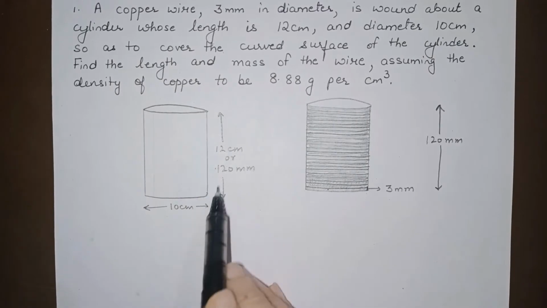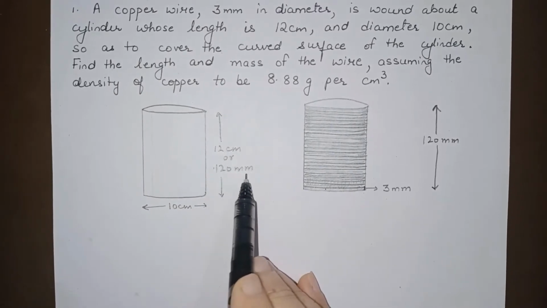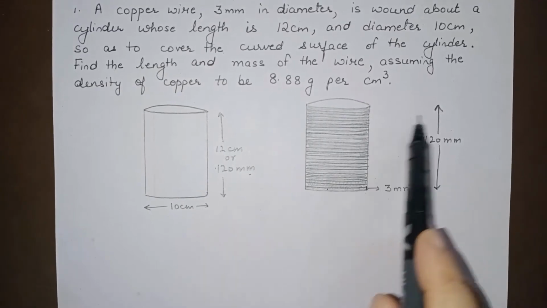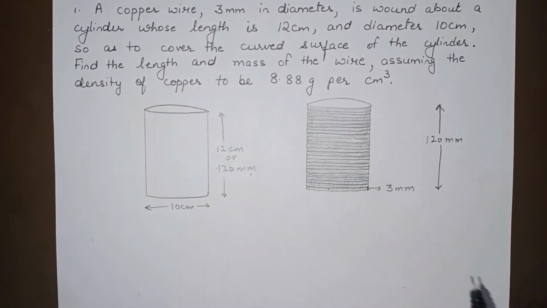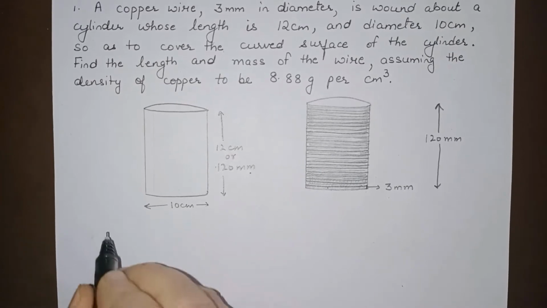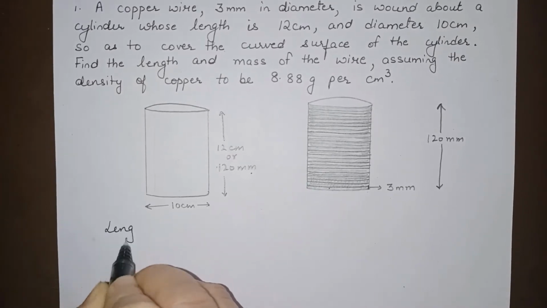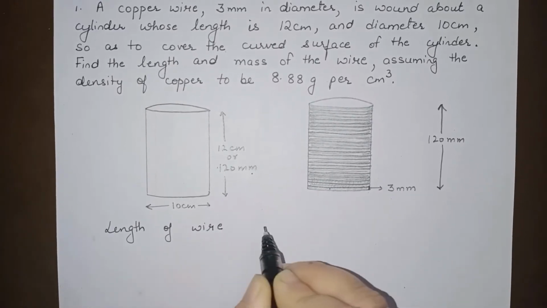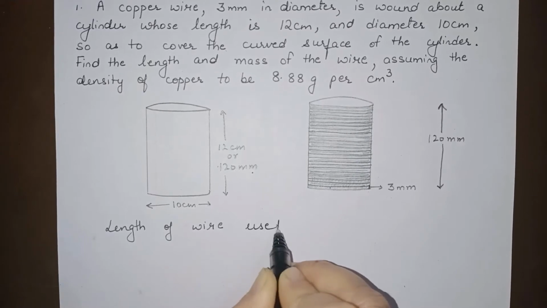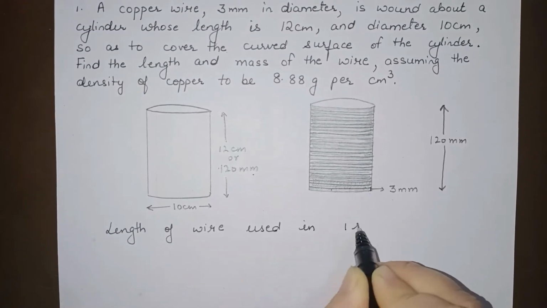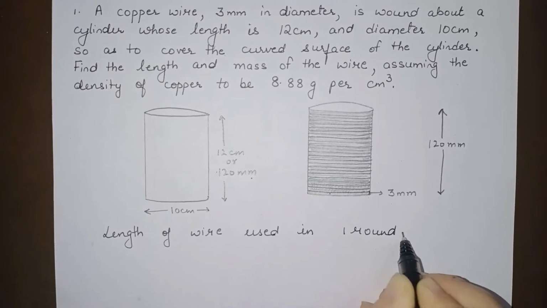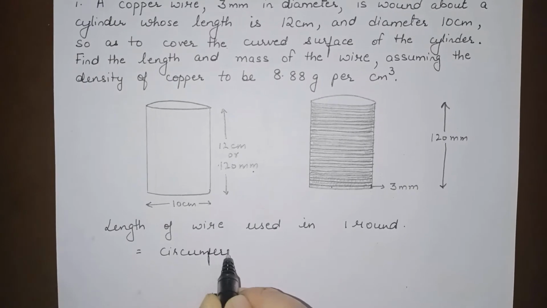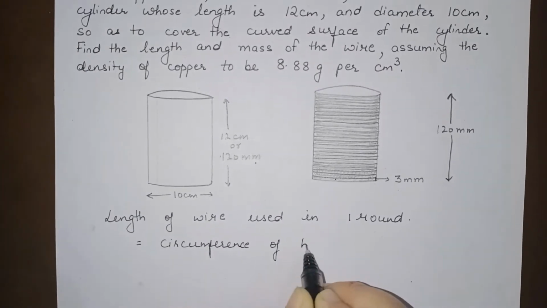So height of the cylinder is 12 centimeter or 120 millimeter, as 1 centimeter is 10 millimeter. So I have just written it here also. Now let us see, we will write length of the wire used in 1 round. Now this will be equal to circumference of base of cylinder.